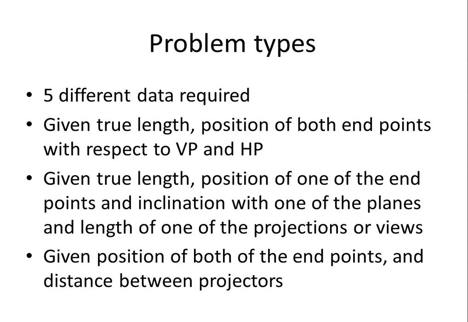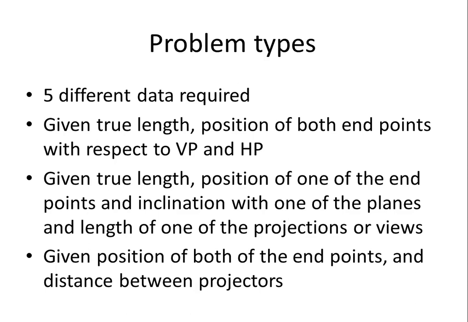flavors. One is that you will be given the true length and the position of both endpoints with respect to VP and HP. That itself makes it 5 different data. That is, true length is 1, and position of each endpoint, that makes it 4, since every endpoint will have a distance from VP and HP. So 4 plus the length of the line together makes it 5.